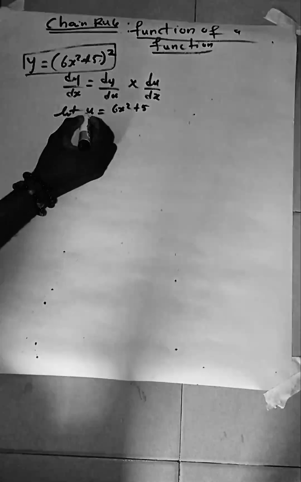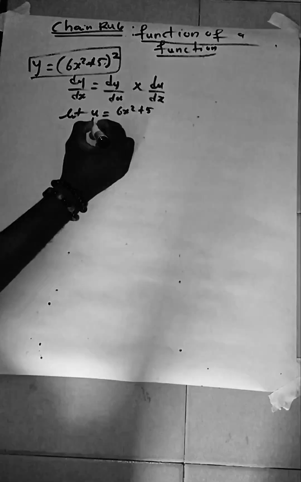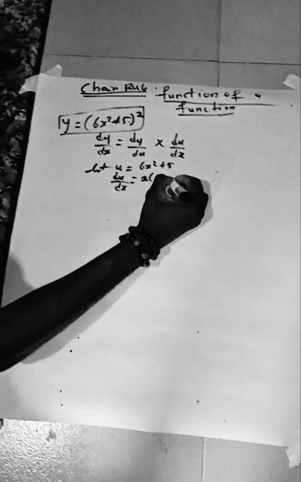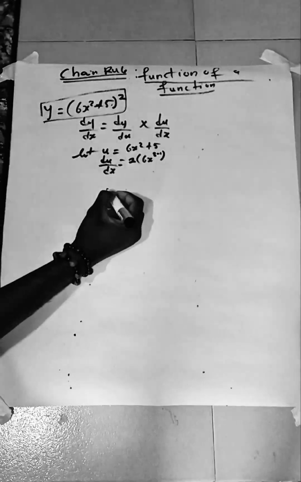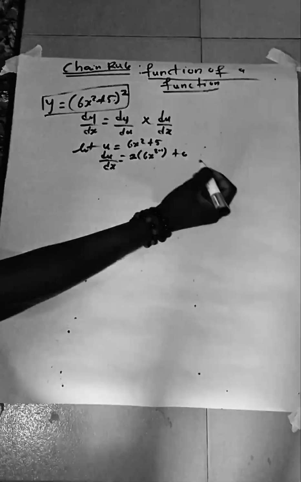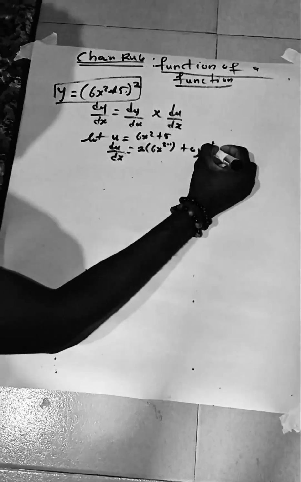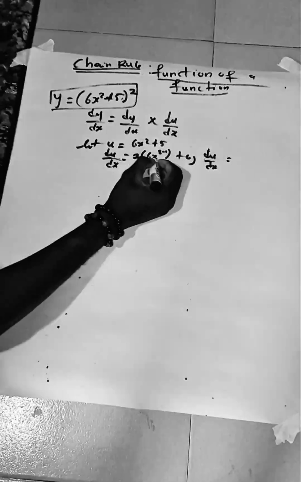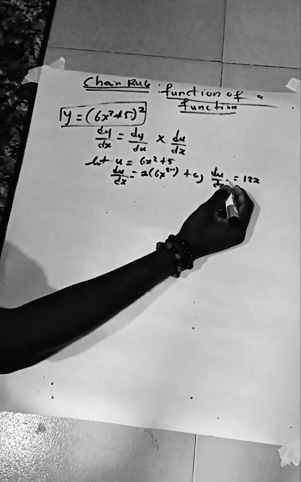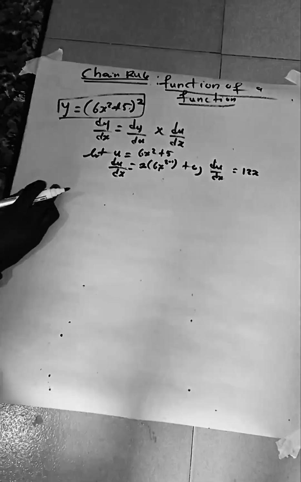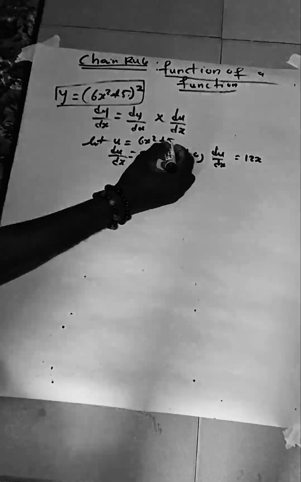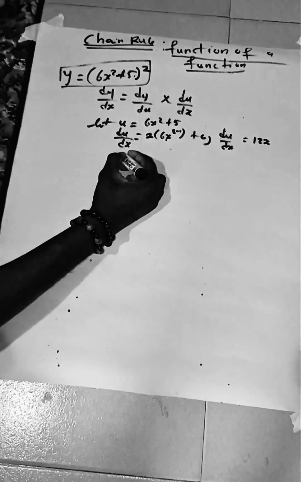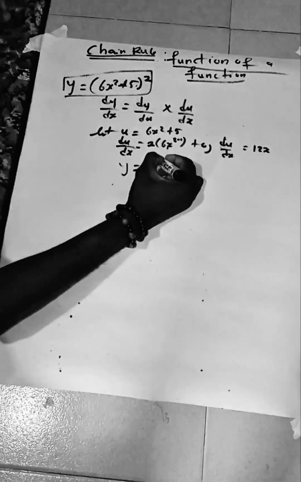Then what do we do to get our du by dx? We differentiate it. So our du by dx is going to be 2 times 6x raised to power 2 minus 1. And the derivative of a constant is 0, so plus 0 if we just leave it like that. So our du by dx is just going to be 2 times 6x raised to power 1, which is just 12x. So we have our du by dx to be 12x. So remember we said let u equals 6x squared plus 5. So that means this place will be replaced with the variable u. So we have y equals u raised to the power 2.